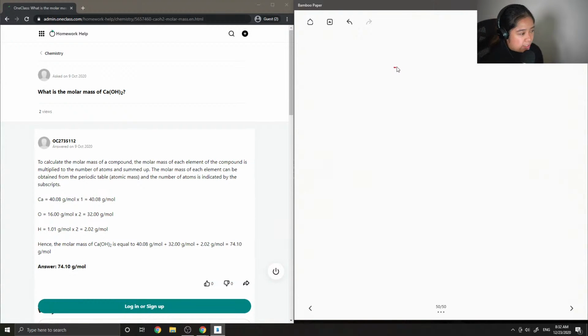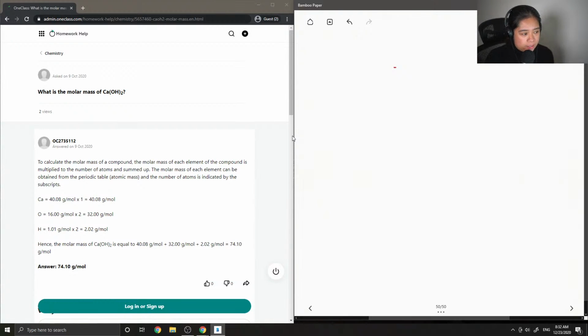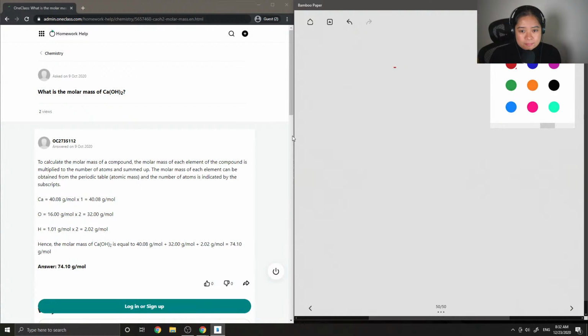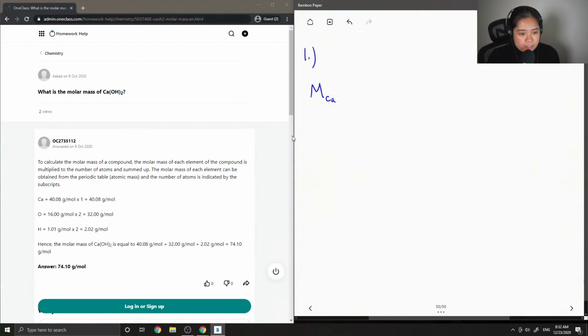Okay, so the first question just asks, what is the molar mass of calcium hydroxide? To answer this question, we need all of the atomic masses of the atoms that are in calcium hydroxide. And you can just find these values on your periodic table. So the molar mass of calcium hydroxide is equal to the molar mass of calcium plus 2 times the molar mass of oxygen plus 2 times the molar mass of hydrogen.